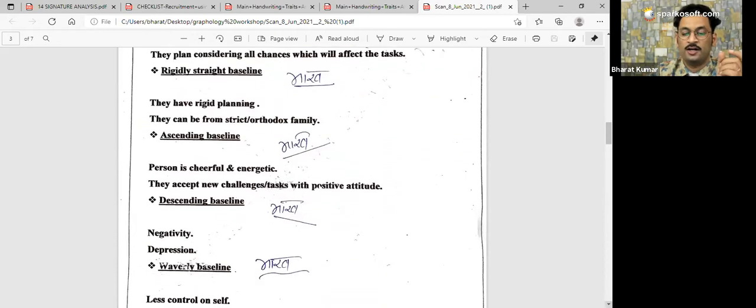Now, if you have a descending baseline, how many of you have a descending baseline in your signature? Please tell me in the chat box by saying yes. Don't say no to me, just say yes if it is there. Okay, no one. That is a good point because a descending line is very negative. It tells about depression, anxiety, stress, lost-minded people.